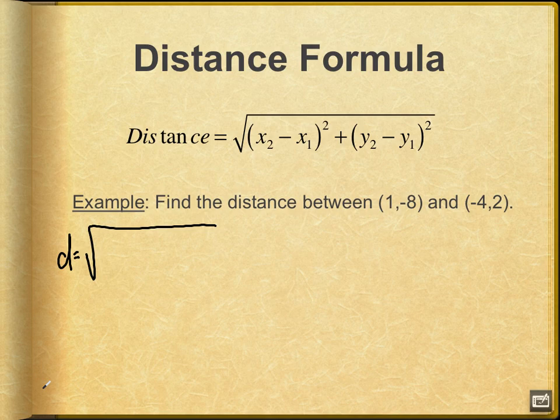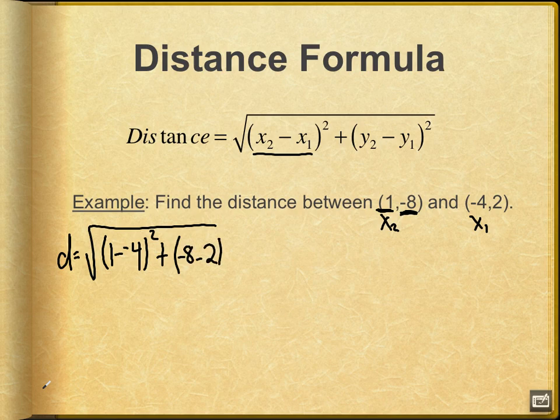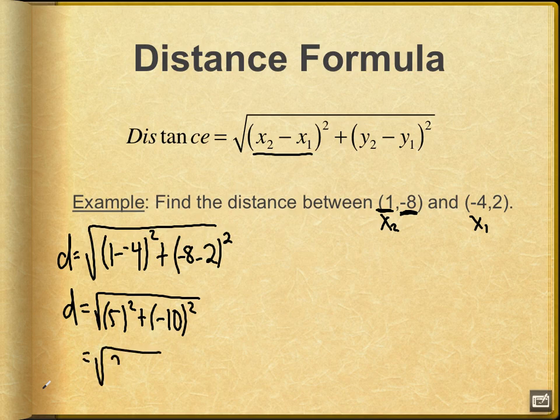Okay, so distance is equal to square root. It says x2 subtract x1. Here's my x2, here's my x1. Doesn't matter which ones you pick to be x2 and x1. So I get 1 subtract -4 squared, add. Okay, so if this is x1, if this is x2, this has to be y2. So -8 subtract 2 squared. Okay, so 1 subtract -4 is 5 squared. -8 subtract 2 is -10 squared. So this ends up being the square root of 25 add 100.